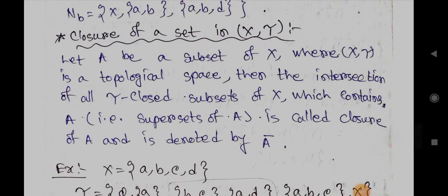Next, closure of a set in (X, τ). Let A be a subset of X where (X, τ) is a topological space. Then the intersection of all τ-closed subsets of X which contain A, that is, supersets of A, is called the closure of A and is denoted by A bar.